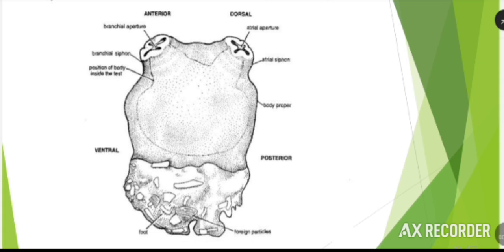If you see here, the anterior end is marked by a branchial aperture, that is followed by branchial siphon here. Dorsal end is marked by atrial aperture followed by atrial siphon. Siphon is something that regulates the entry of certain particles. It is circular in nature, a structure. Muscles are present. Circular muscles are present here at the mouth of the aperture. Now, if you see further, the body is divided into two parts: body proper and foot.